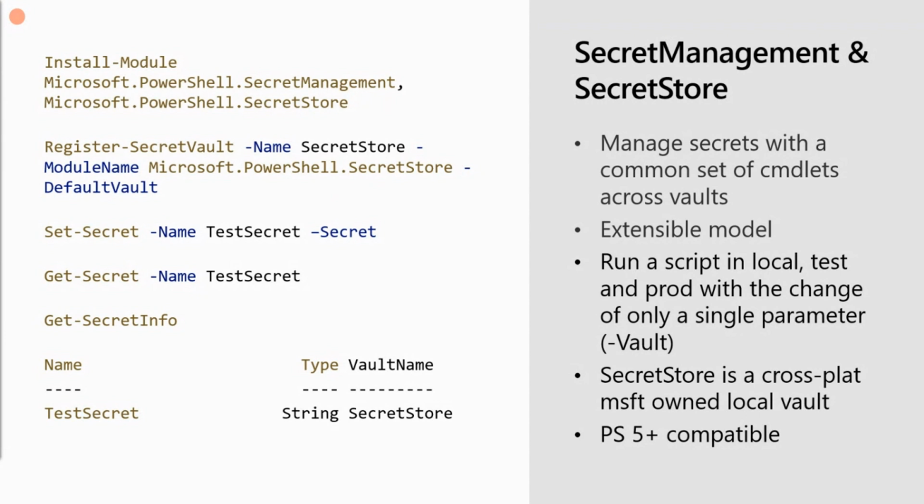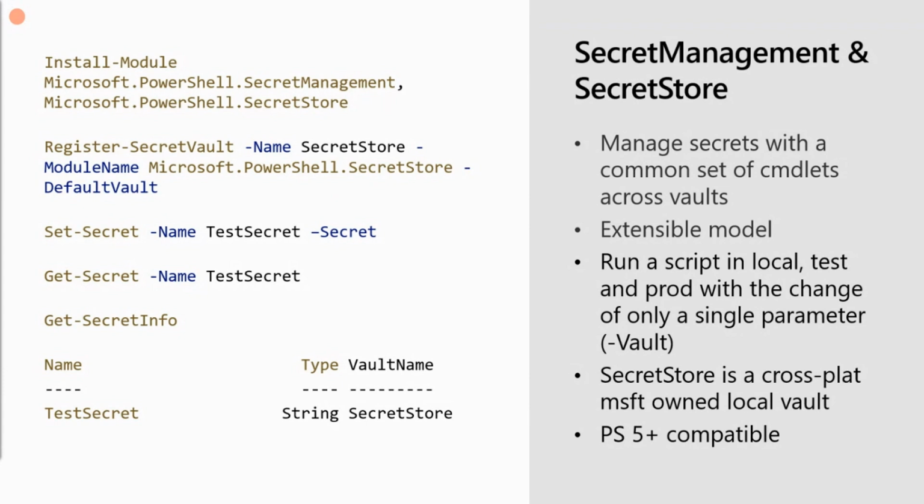You can see the code snippets here. I just show how you can install these modules and how to register a secret vault. I have SecretStore, and I name it SecretStore. You can pass in the module name, which is Microsoft.PowerShell.SecretStore, and then I use the default vault flag so that I don't need to use the vault parameter as I continue on.